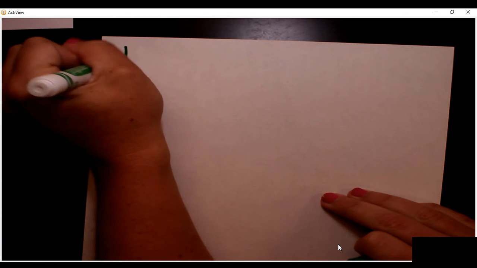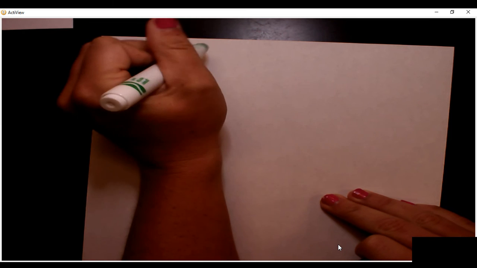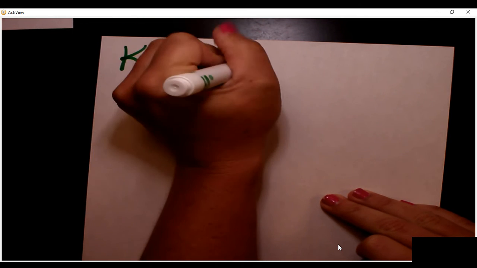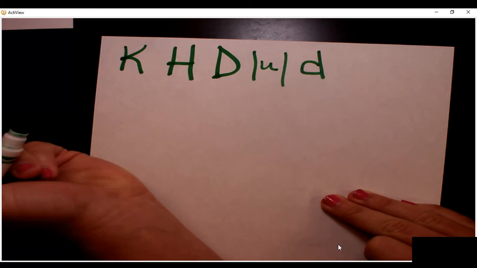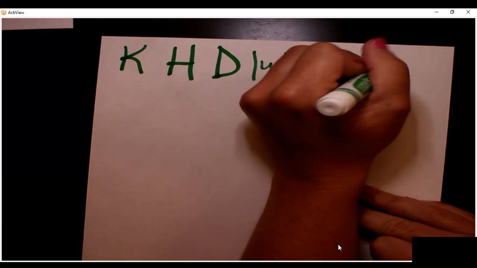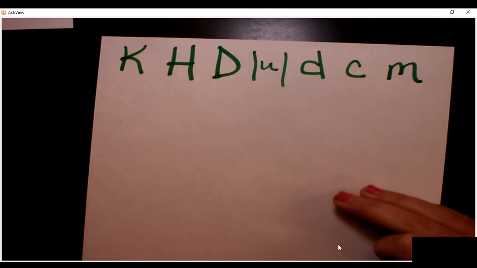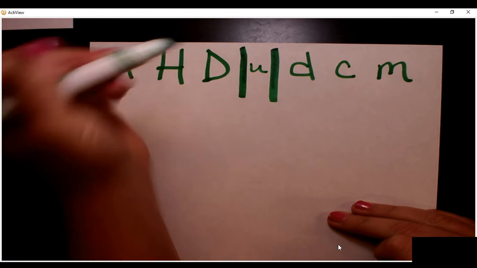So the very first thing I do when I go to convert units is I write those prefixes at the top of my paper. K, kilo, H, hecto, D, deca, small u, I put a little line because I know that's my base unit. Then I have a lowercase d for deci. I have a lowercase c for centi, and I have a lowercase m for milli. Okay, I'm going to make these lines a little bolder so we don't get confused.